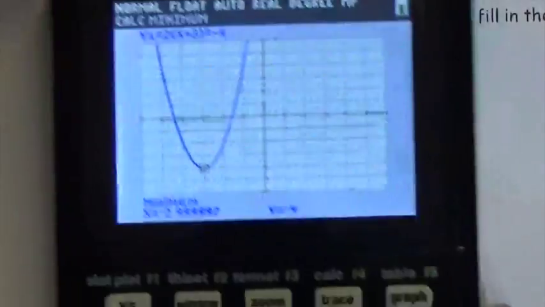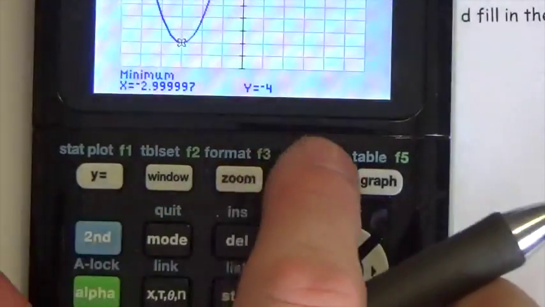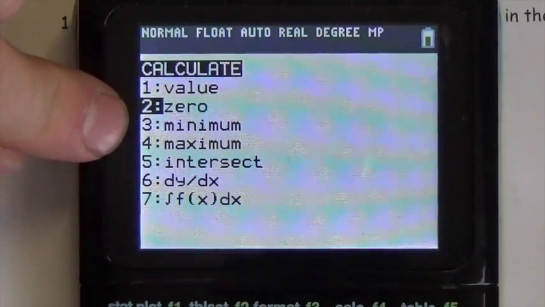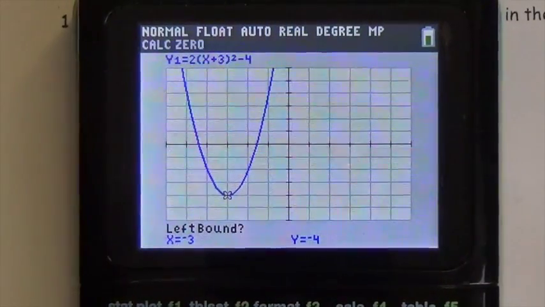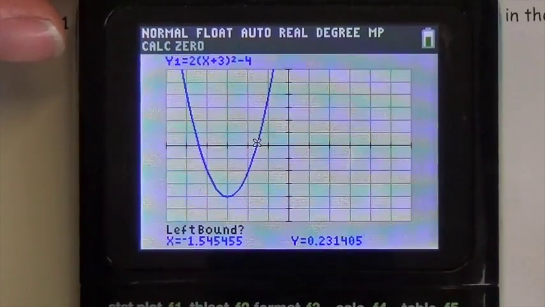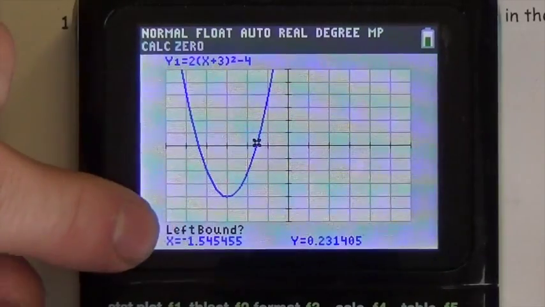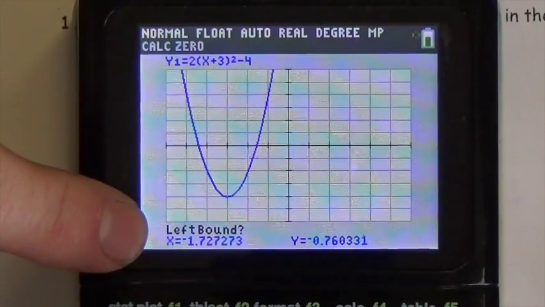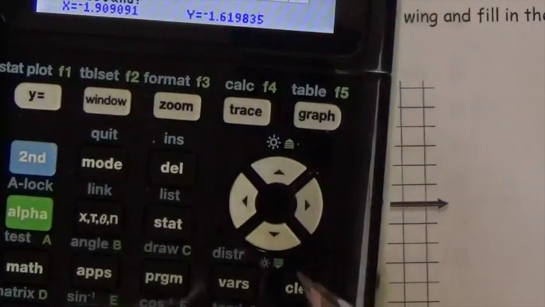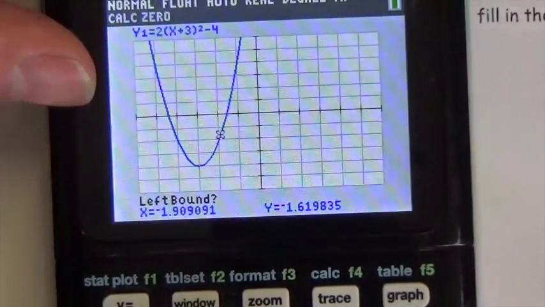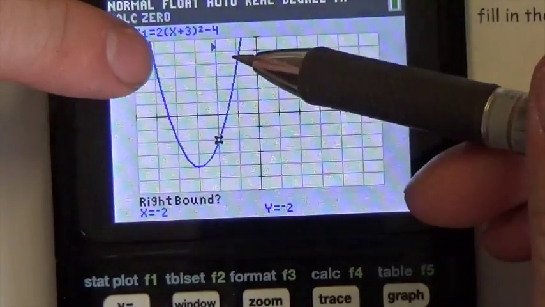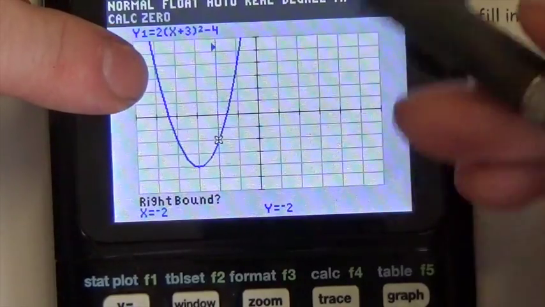To figure out the x-intercept, we're going to go back into our trace menu. This time I'm going to use the zero feature. Now, I can only do this one at a time. So I'm going to find this x-intercept first. The calculator is asking me for a left bound, so I'm going to move the cursor just to the left. Please don't use the up or down arrow keys here. Only use left and right. So I move it to the left, press enter, and just like when I was looking for the minimum, it gives me this little triangle with this line.